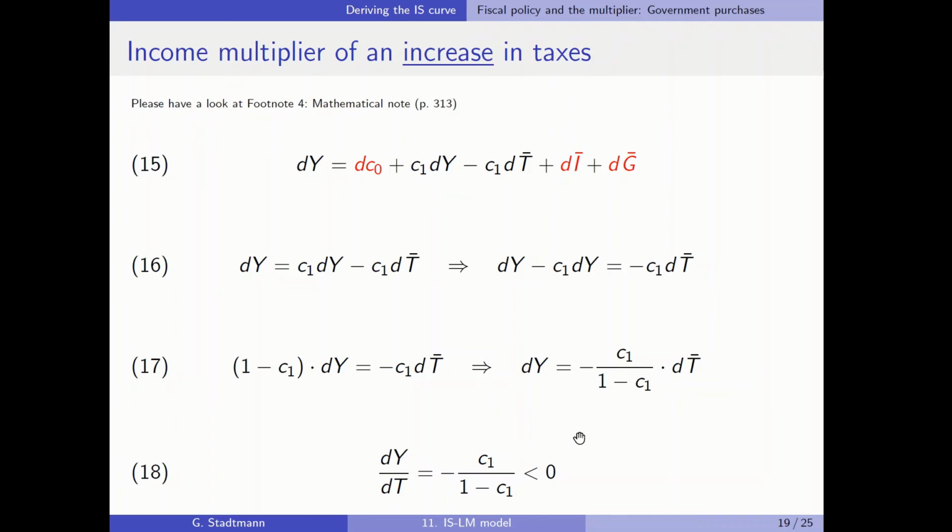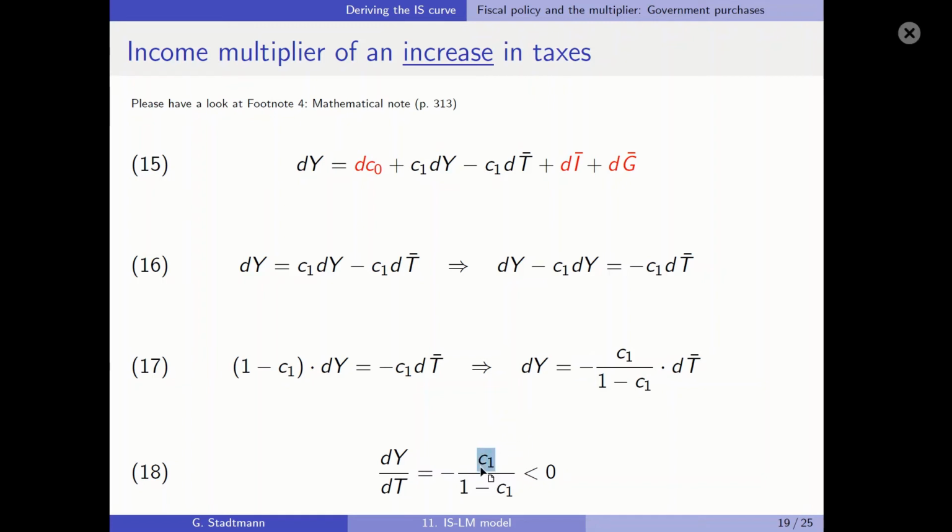1 minus C1 on the other hand side is equal to dy equal to minus C1. This minus sign stems from this minus sign here. So we find this minus sign also there. And when we now put dt on the other hand side of the equation, we have derived the income multiplier of an increase in taxes in this relationship.